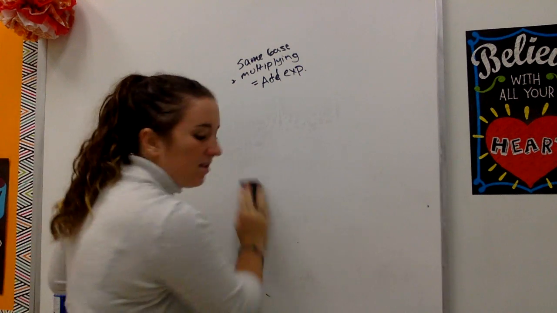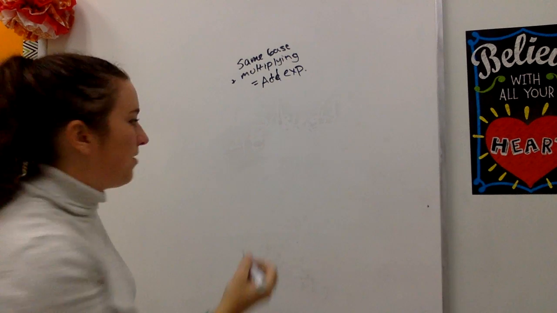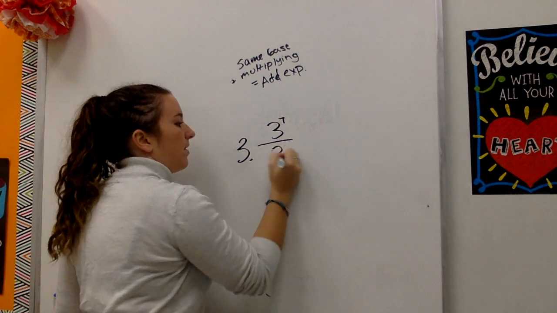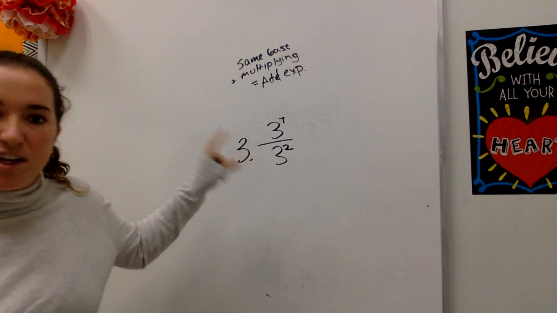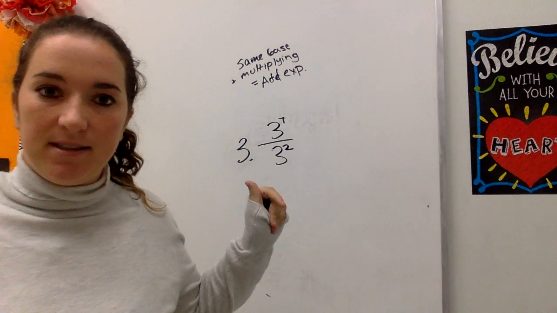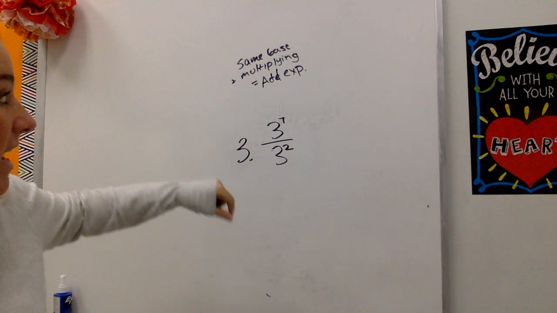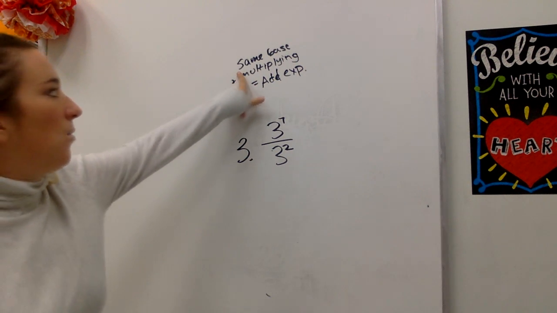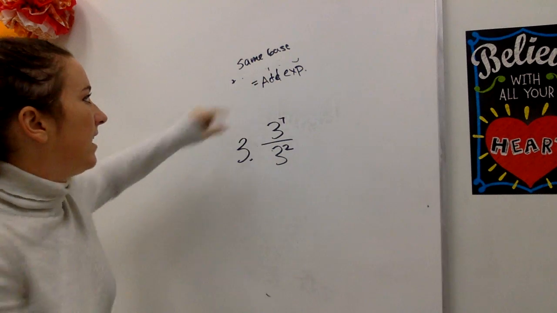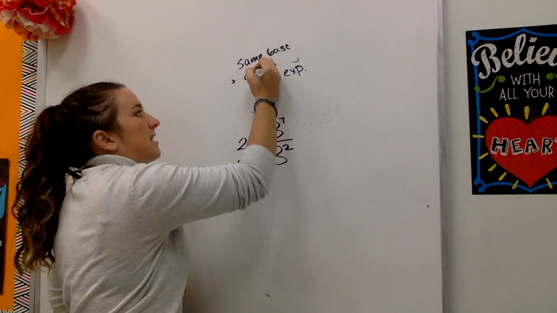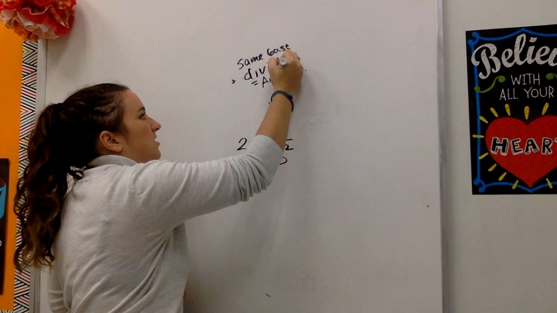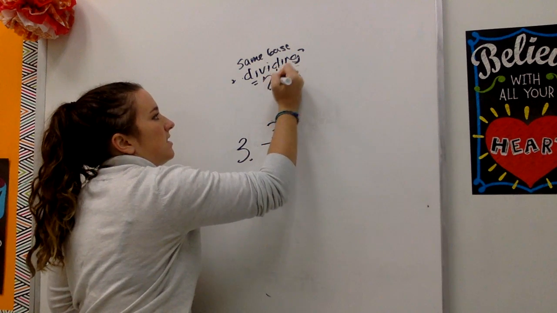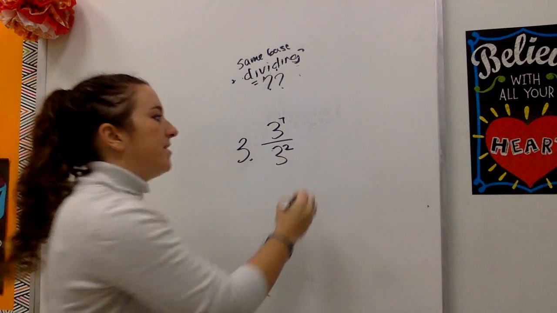All right, now looking at problem number 3, I have 3 to the 7th over 3 squared. This fraction bar tells me we're doing what? Yeah, we are dividing. So I have my rule for same bases and multiplying. What do I do for dividing? If I have the same base and I'm dividing, I just don't remember from last week. And we don't know what this is yet. So let's figure this out. So I'm going to expand it.